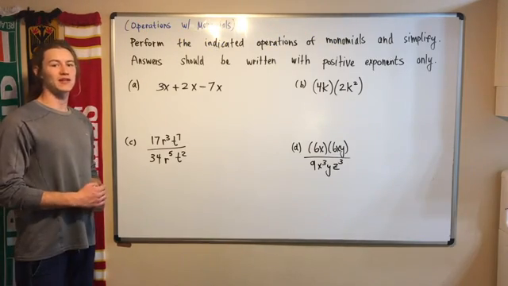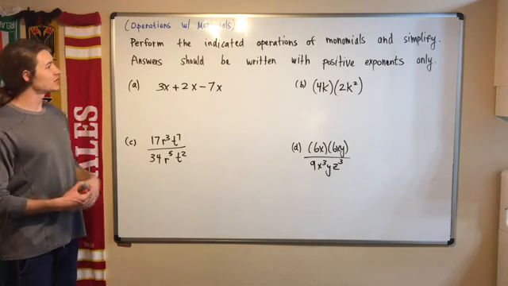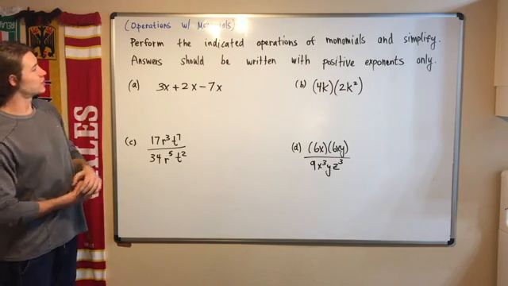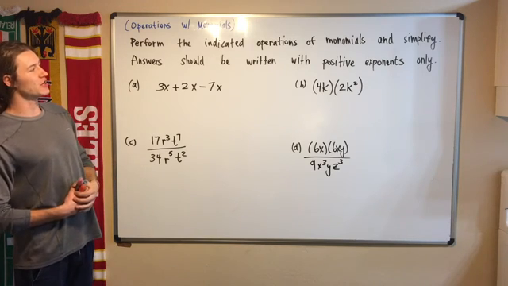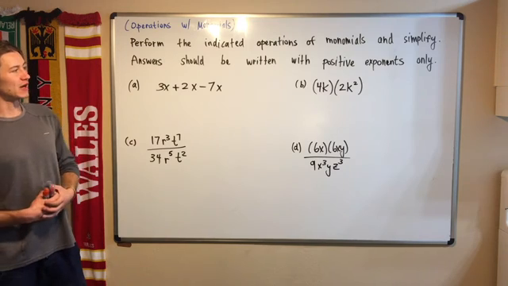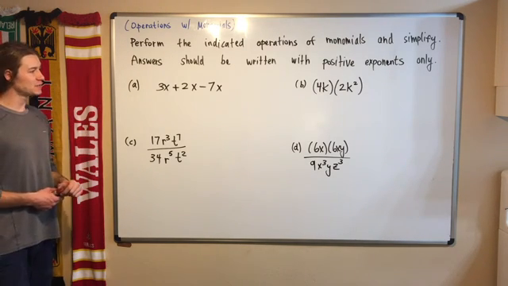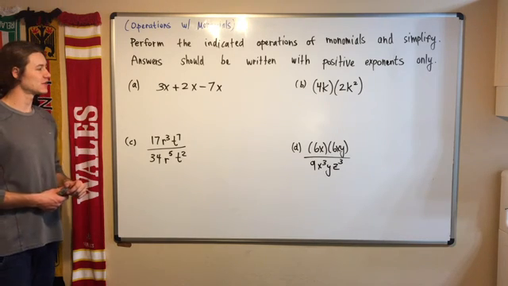Alright, the next problem I'd like to discuss has to do with operations with monomials. Let's read this first question here. It says, perform the indicated operations of monomials and simplify. Answers should be written with positive exponents only. So let's look at part A. It has 3x plus 2x minus 7x.